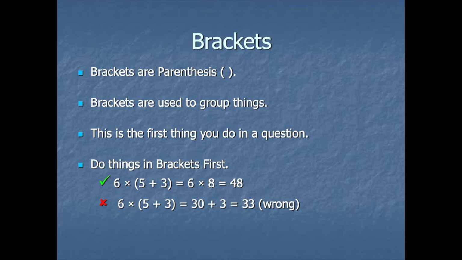Below that is a wrong example where the student has multiplied the 6 by the 5 first, giving you 30 plus 3. That adds up to 33. You can see how different the answers are, and how one is right and one is wrong.